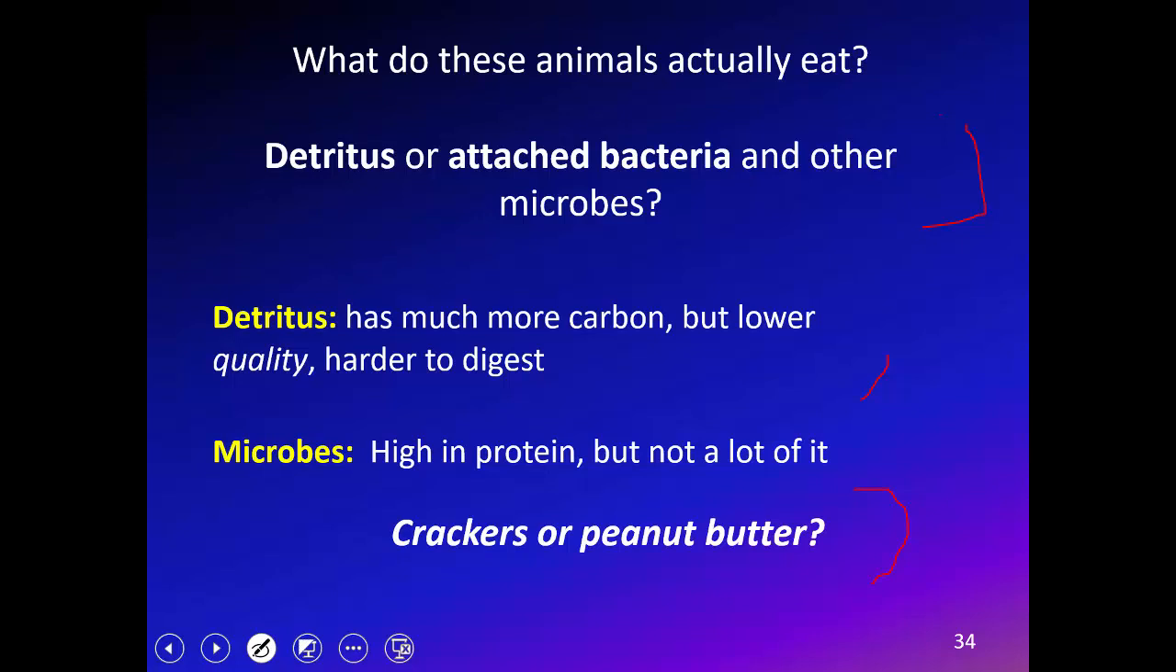And so anyway, in this case, it's been called the crackers and peanut butter problem. Are you going after the crackers, which basically have no protein at all? It's just a dry, boring thing to carry the peanut butter, which has the protein and a bit of fat too also.